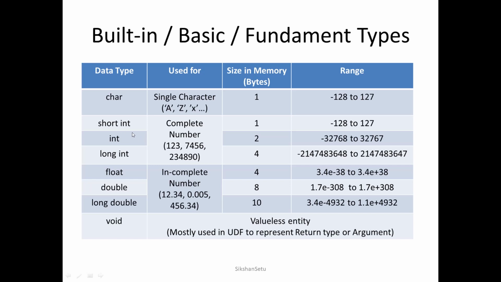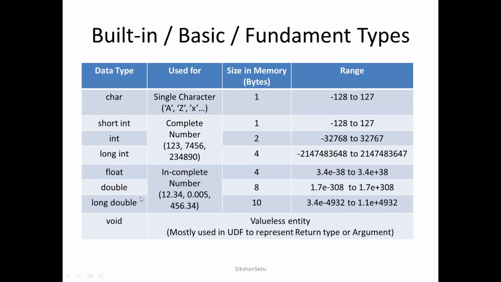Now if we talk about short integer, it will occupy 1 byte in the memory. If we take the example of int, it will take 2 bytes and long integer will take 4 bytes. According to the bytes occupied in the memory, you can see the range. If it is a smaller number of bytes, the range is limited. As the bytes increase, you can see the range also increases. Now the next variant is float, double and long double.